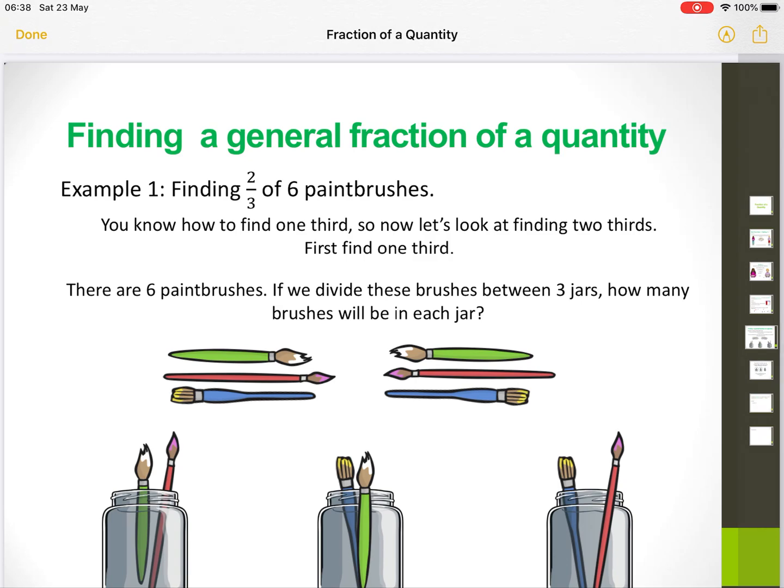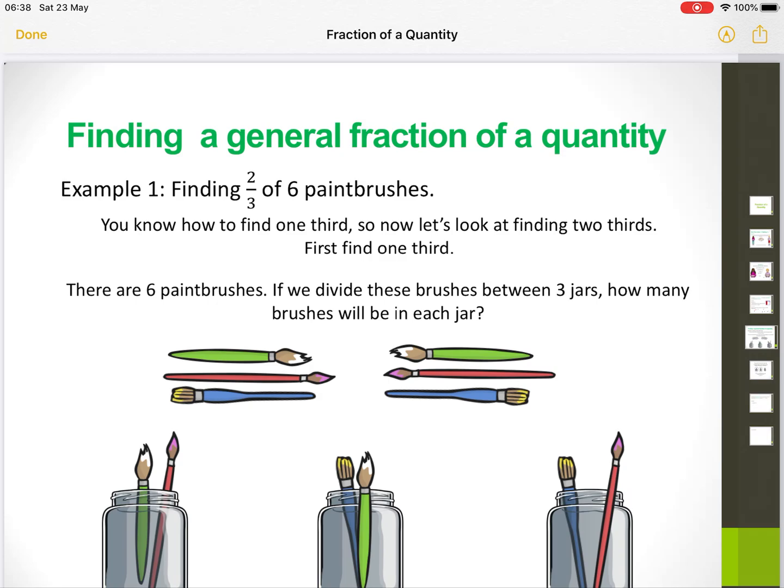Now let's move on to how to find the general fraction of a quantity. When I say a general fraction, it's when the numerator is no longer 1. So I have 2/3, 5/6, 3/8. Okay.